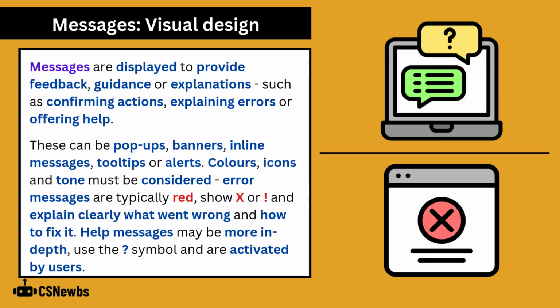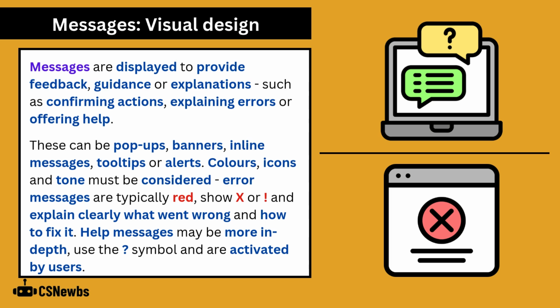Messages are displayed to provide feedback, guidance, or explanations, such as confirming actions, explaining errors, or offering help. These can be pop-ups, banners, inline messages, tooltips, or alerts. Colors, icons, and tone must be considered. Error messages are typically red, show a cross or exclamation mark, and explain clearly what went wrong and how to fix it. Help messages may be more in-depth, use the question mark symbol, and are activated by users.